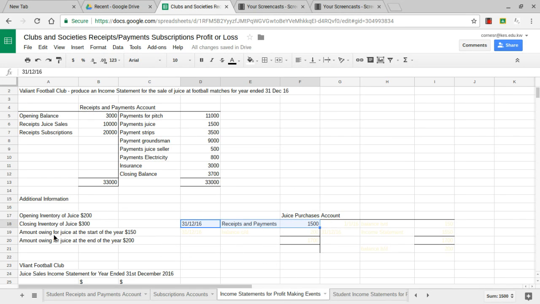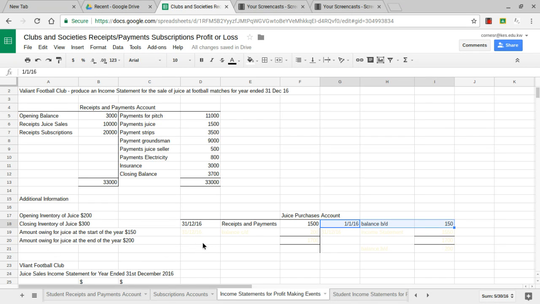I know that at the start of the year, this business owed an amount for juice of 150. So at the start of the year, that's a liability. So it goes on the credit side. And if you think about the logic, it's going to be included in the 1,500 that we spent, but it actually belonged to last year. So we need to reduce this 1,500.